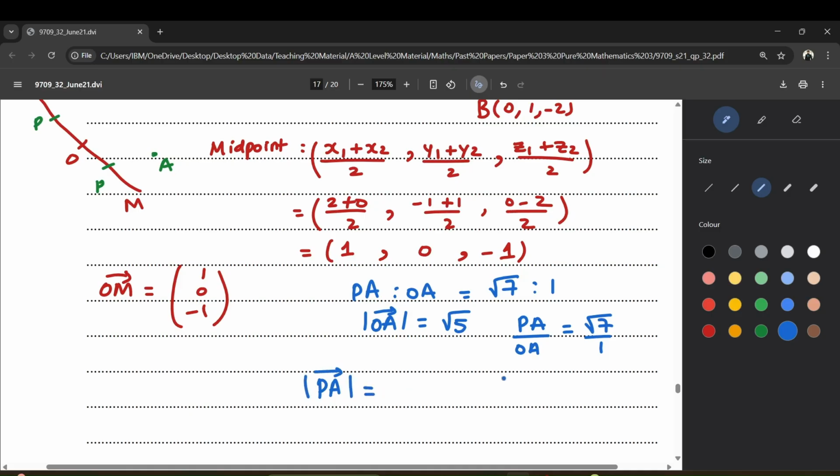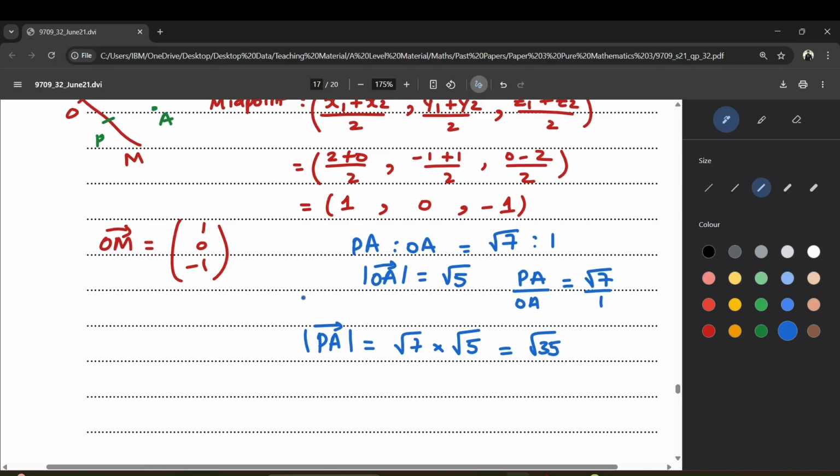The magnitude of PA will be... so this OA is root 5. You multiply that to the other side, so that becomes root 7 multiplied by root 5. That will give us root 35. Okay, so that is the magnitude of PA.